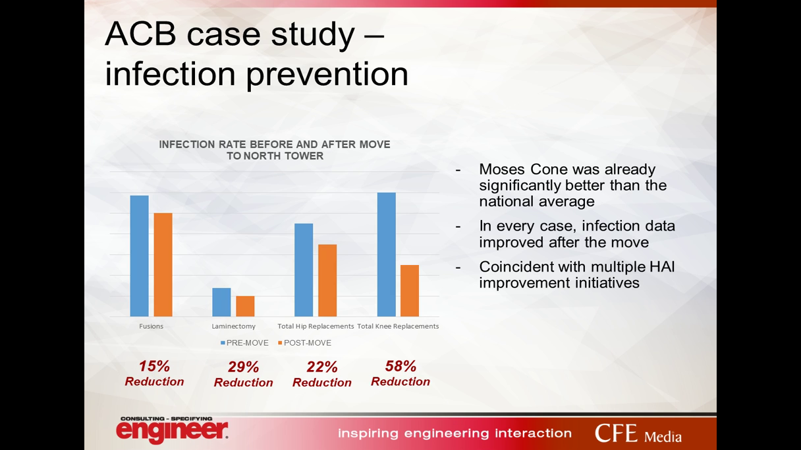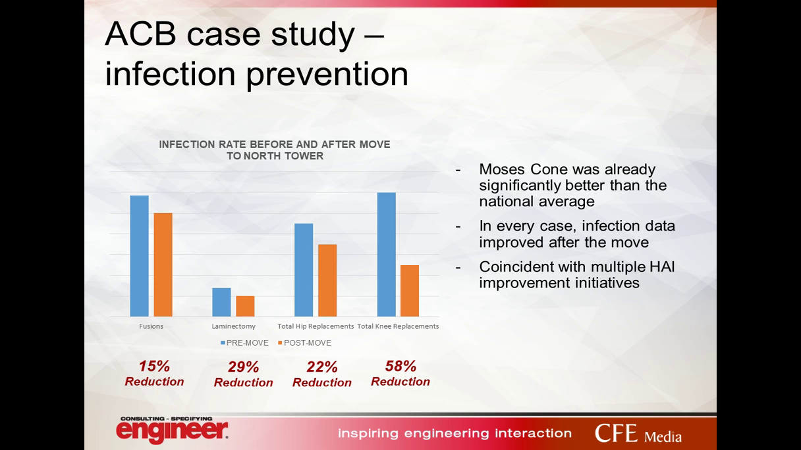We studied a period of about a year before and about a year after with the same patient populations and tracked their infection rates. These are the four metrics that Cone tracks: fusions, laminectomies, total hips, and total knees. And there are actual units on the left. We didn't put them on the chart because they didn't want us to publish the specifics. But in every single case, the infection rates went down in every one of these rooms.